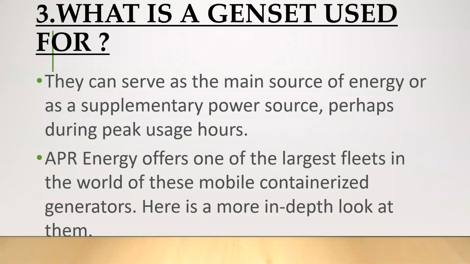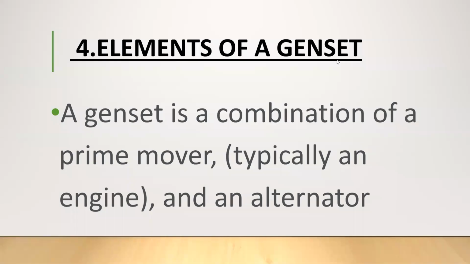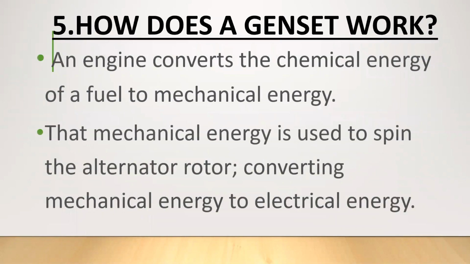Moving on to the next slide, the fourth subtopic, elements of a genset. A genset is a combination of a prime mover, typically an engine, and an alternator. So in short words, a genset consists of a prime mover and an alternator. Moving on to the next slide.